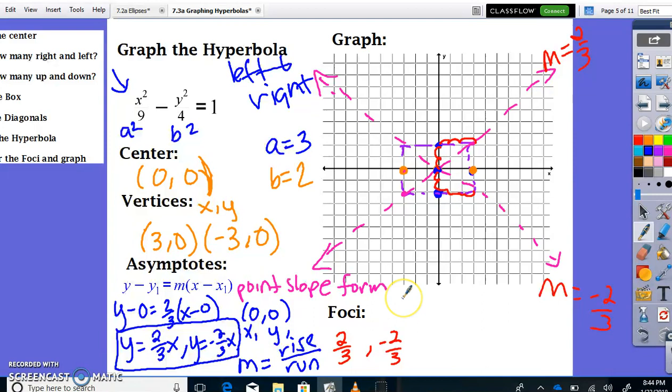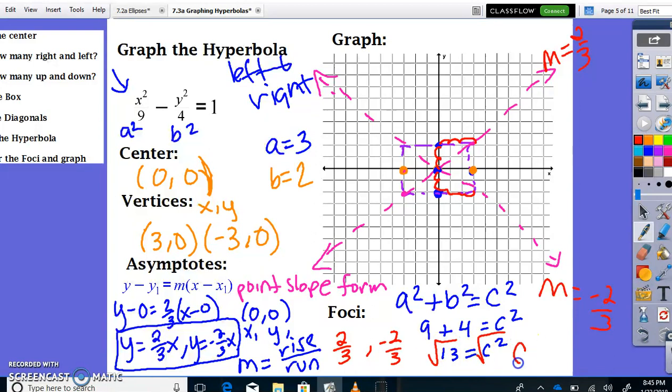Now you'll need to find your foci, which, since this is minus here, reminds me that it's going to be a squared plus b squared equals c squared. So my a squared was 9 plus b squared, which is 4, equals c squared. So 9 plus 4 is 13 equals c squared. Take the square root of that, and c is going to be the square root of 13.